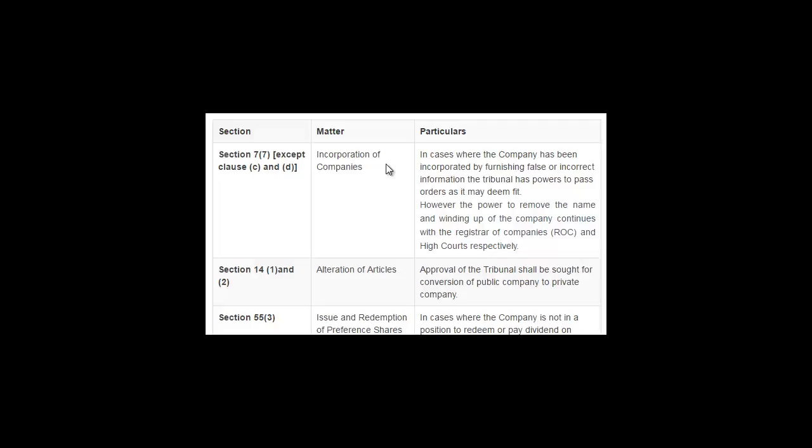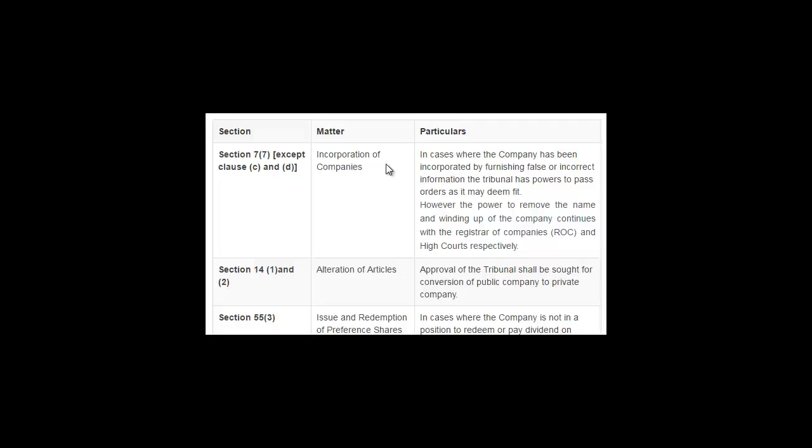Okay, now we move on to the second section, which is section 14, subsections 1 and 2, which talk about alteration of articles. Approval of the tribunal shall be sought for conversion of a public company to a private company. So if you convert a public company into a private company, the same can only be done if you take the approval from NCLT. So from now on, if you wish to convert your public limited company into a private limited company in India, you have to take the approval of the tribunal for the conversion.